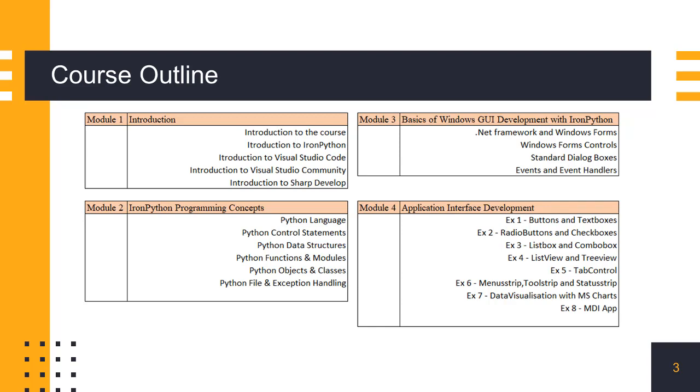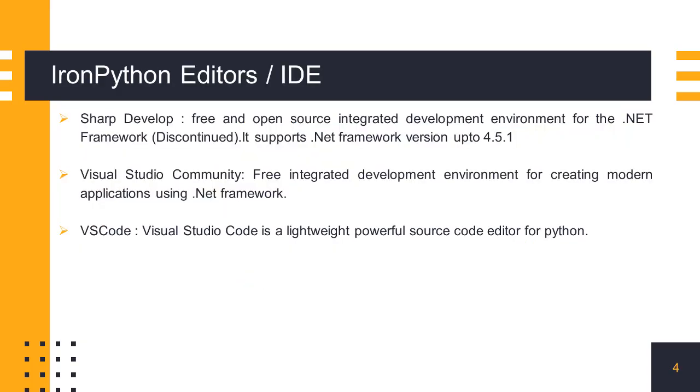This course is divided into 4 modules and introduces concepts necessary for Windows Forms programming and design applications in Ironpython with Windows GUI support. For this course, we will be using Sharp Develop, which has an integrated Windows Forms designer, where we can design the interface of the forms. We will be using version 4.4, which supports .NET Framework version up to 4.5.1.